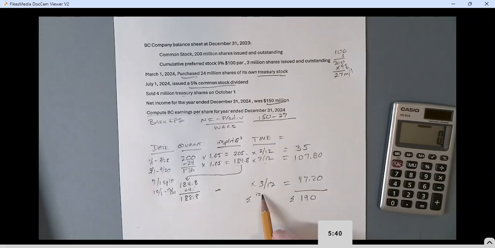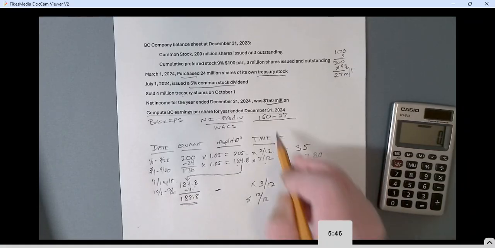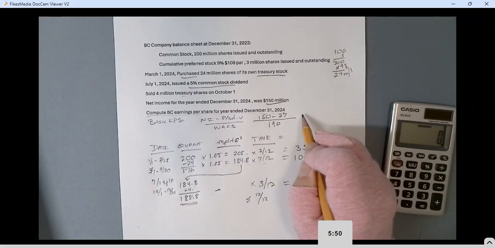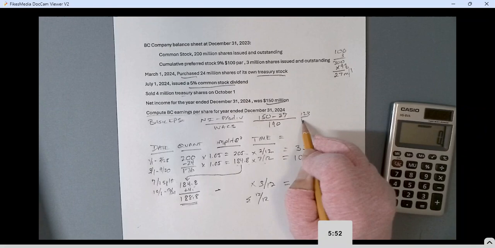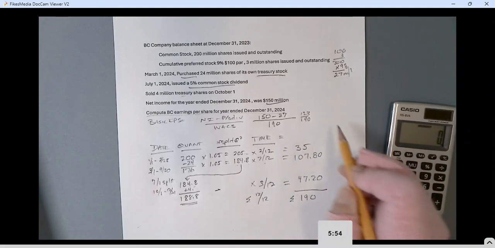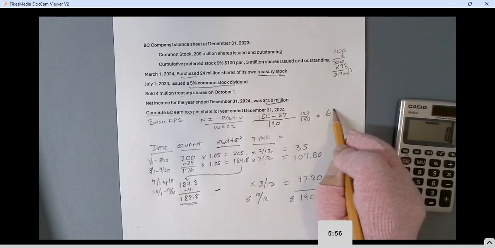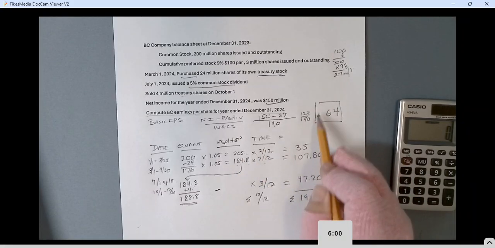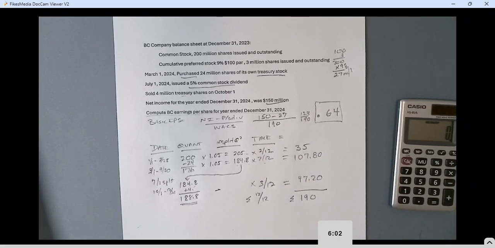This total is 12 over 12. And this total, I'm ending up the year with 188.8. Let's put the 190 in here. So I'm at 123 over 190. And that's going to be equal to 64 cents. So my basic earnings per share, my answer is 64 cents a share.